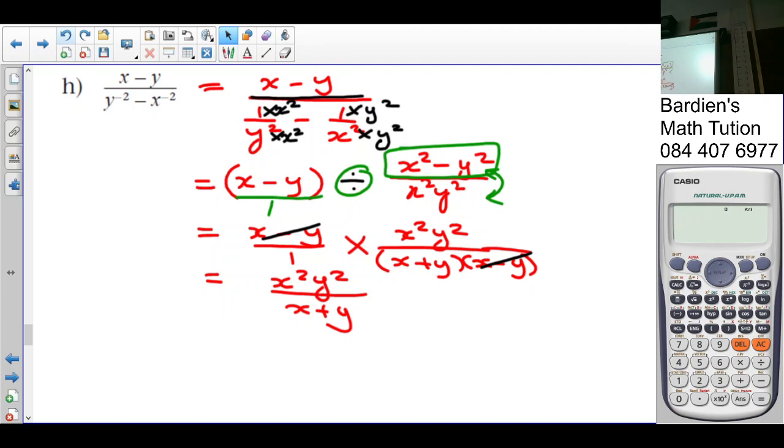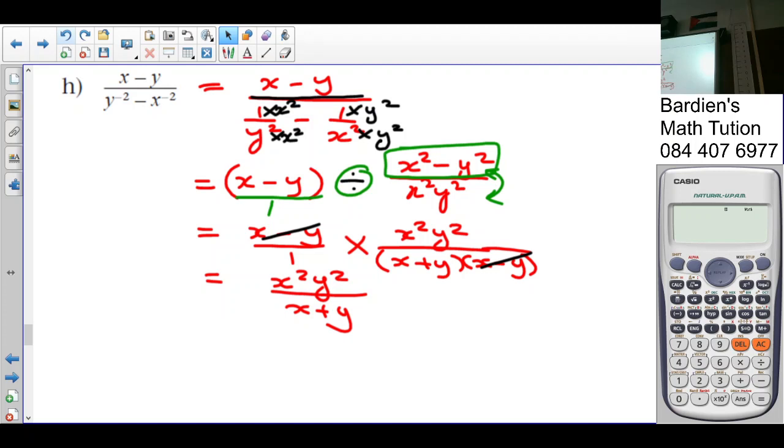If you didn't do the difference of squares, you lose more. Because otherwise, if you're not going to do the difference of 2 squares, on top you're going to get x squared, y squared into x minus y over x squared minus y squared. Right? But the question says to simplify.